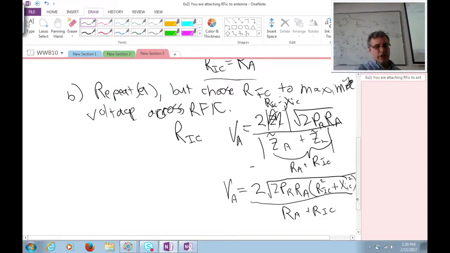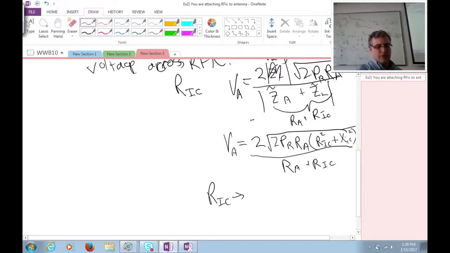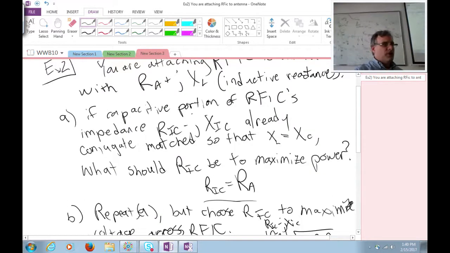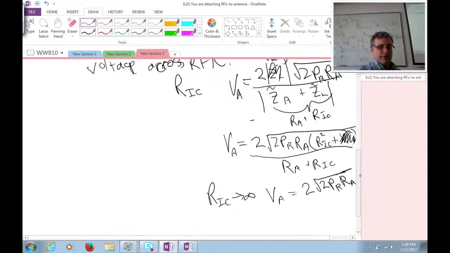So for very large values, when RIC approaches infinity, an open circuit, RIC squared dominates in the numerator. This term goes away, and you get a net RIC there. And of course there's also an RIC that dominates in the denominator. So you wind up basically getting this 2 times the square root of 2 PR RA as your voltage at the terminals of the antenna. And that maximizes the amplitude. So if you put open circuit or as large as possible, you can get full credit for that. That's fine.